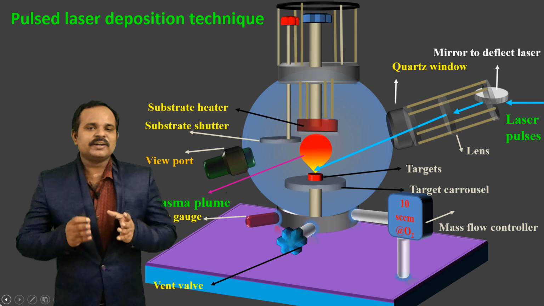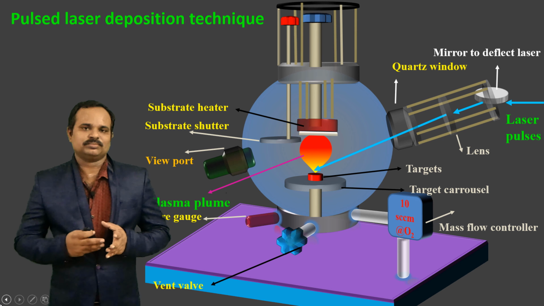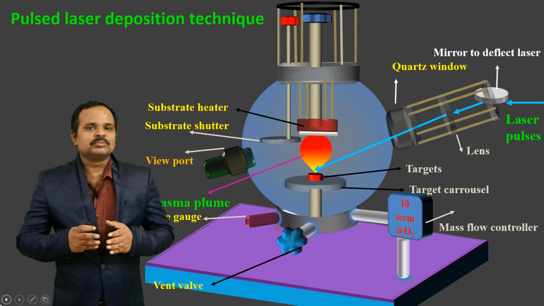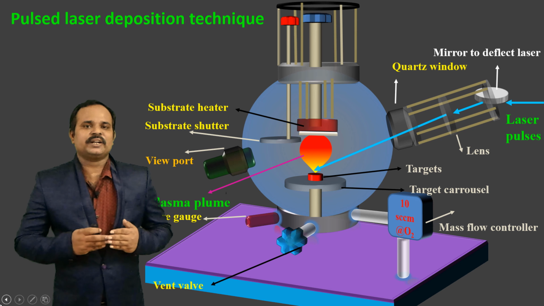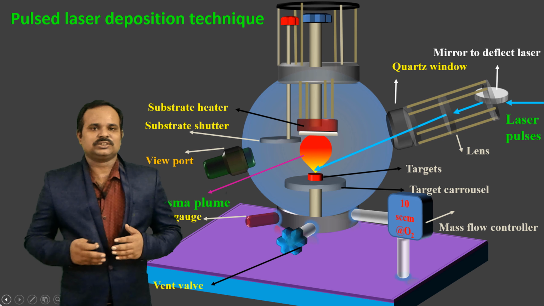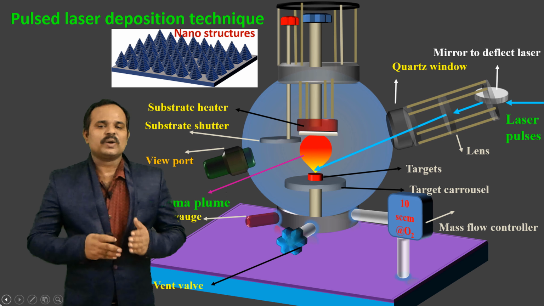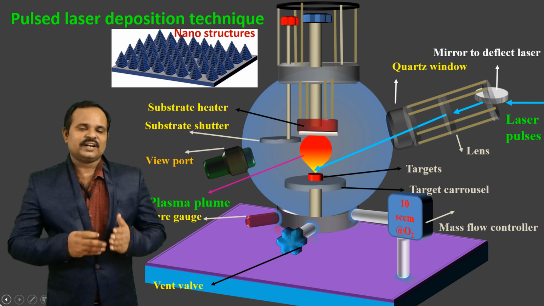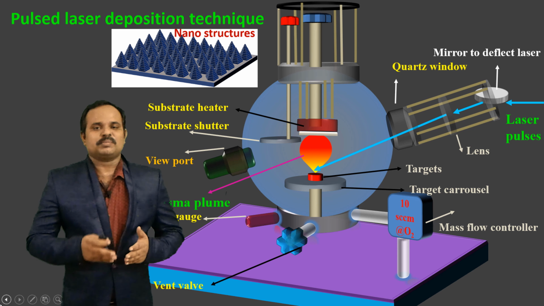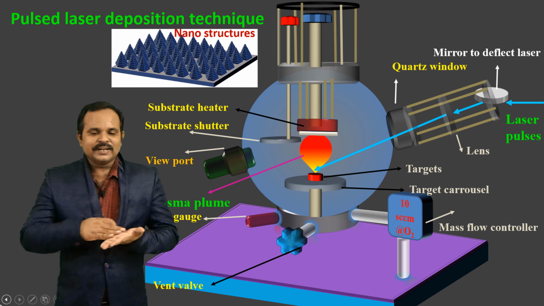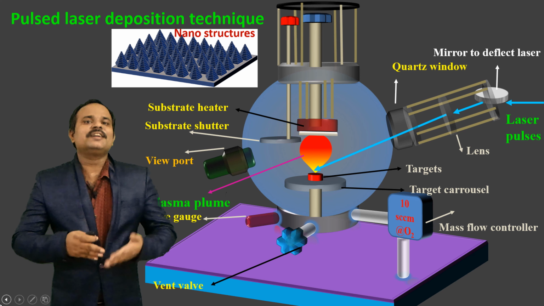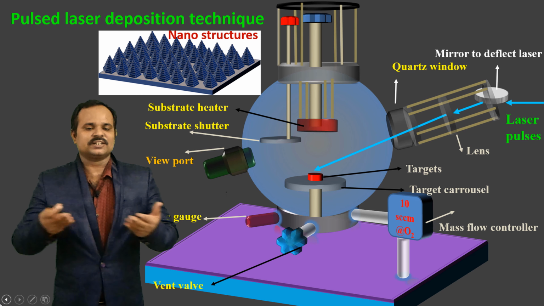Now, the evaporated material is also called a plasma plume. This plasma plume will go and deposit on the substrate and form nanostructures. This is one type of pulsed laser deposition. It comes under the bottom-up approach because the material is evaporated and reconstructed into the crystalline structure.